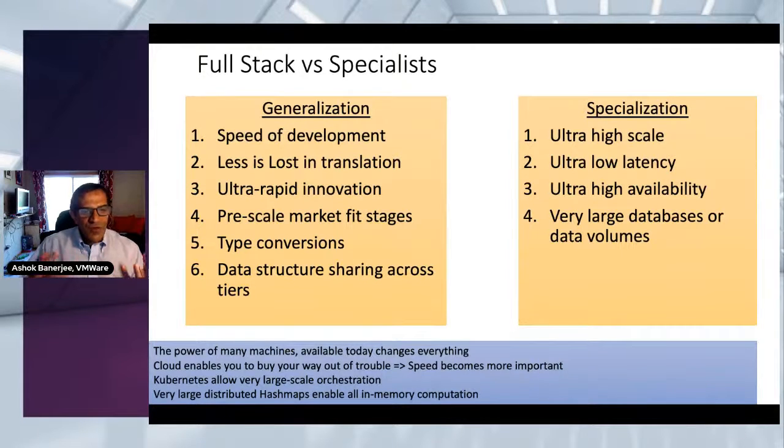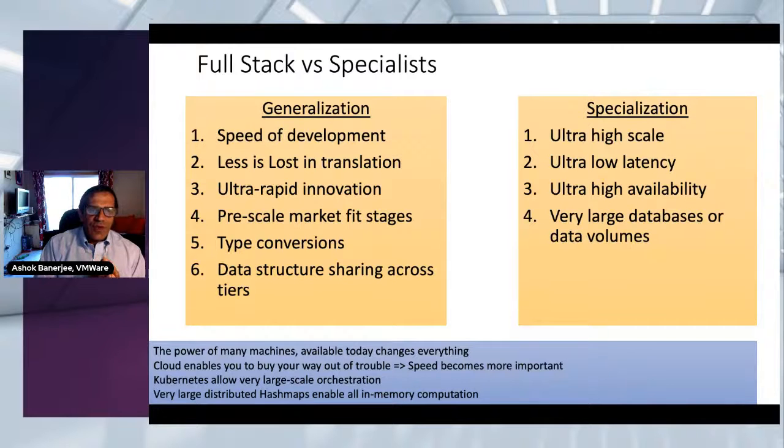Another thing which happens when you're changing language stacks, you're serializing, deserializing, doing type conversions, instantiating virtual machines of very different types. It's a lot of back and forth and harder to share logic, code, data structures from the front end to the back end to the database.